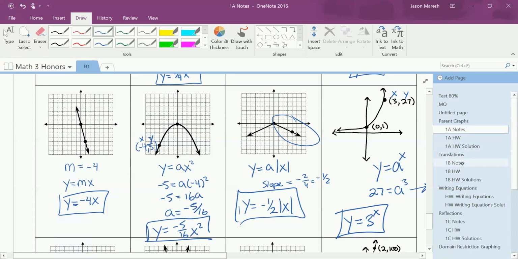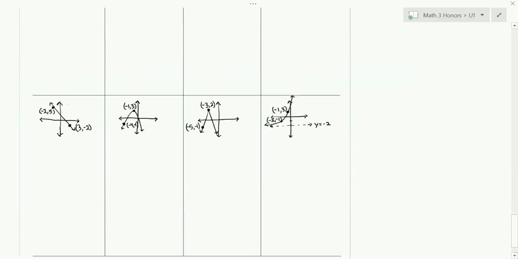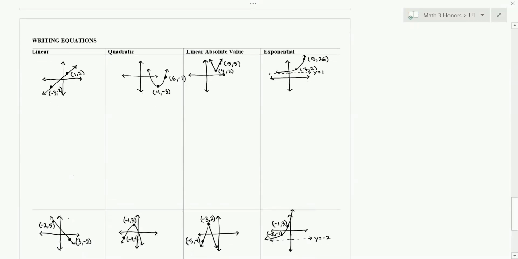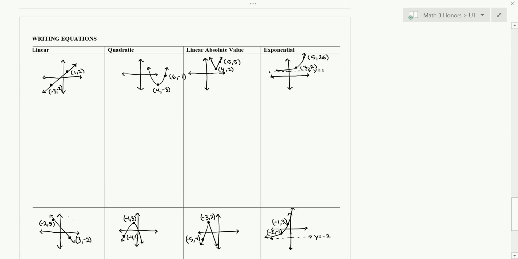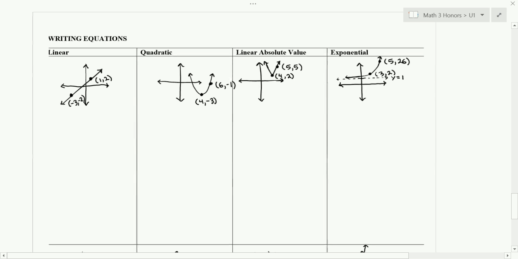So switch now to the end of our notes on translations. Okay, this part right here. This is writing equations. Do you have this or no? Okay. So there's an extra step when it's not a parent graph. Okay, the parent graphs felt pretty doable, pretty easy. There's one extra step when it's not a parent graph. So you start with the idea of a parent graph. I'll do PG for parent graph, okay?